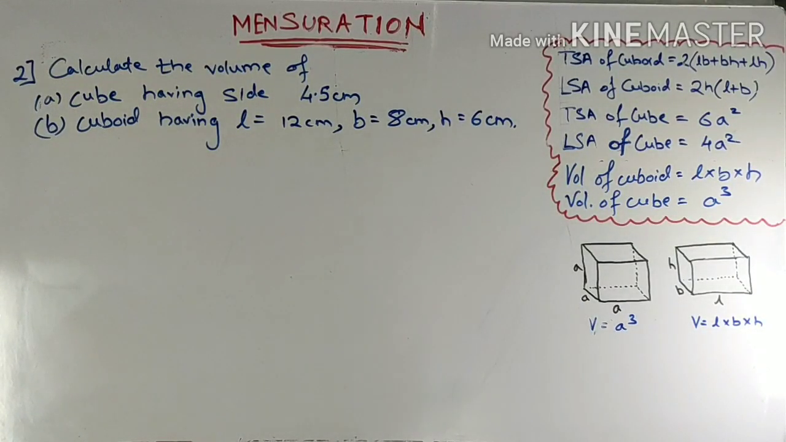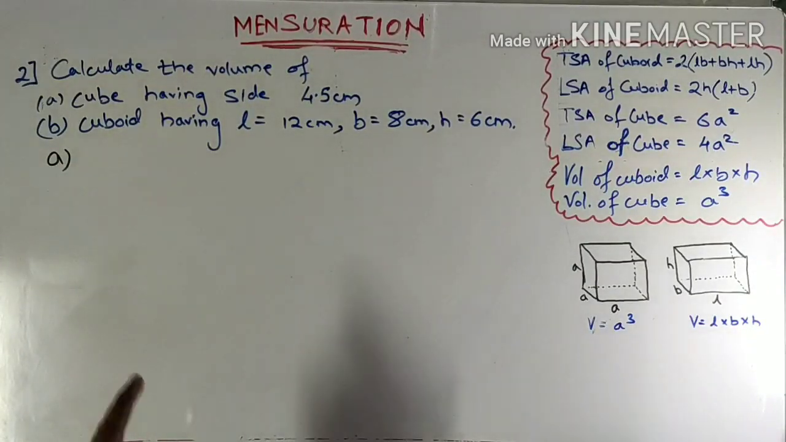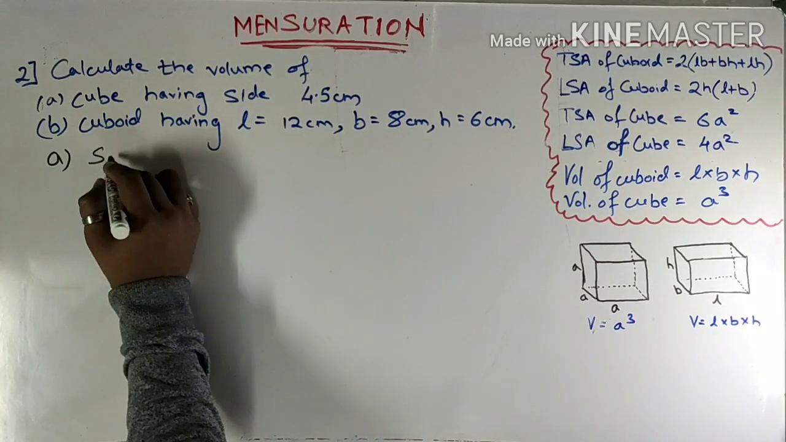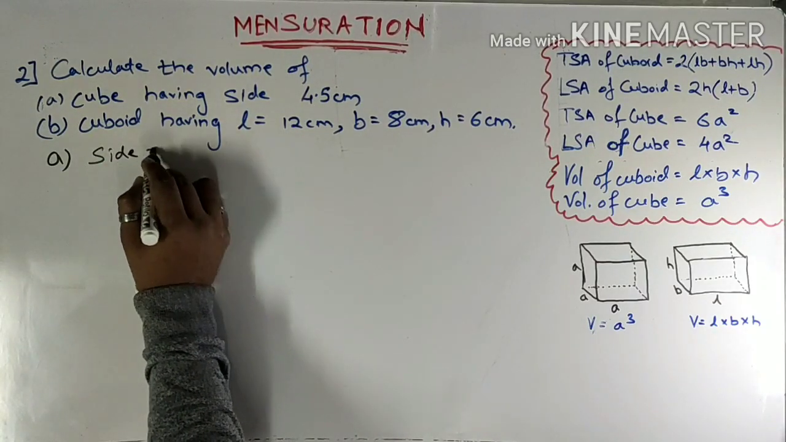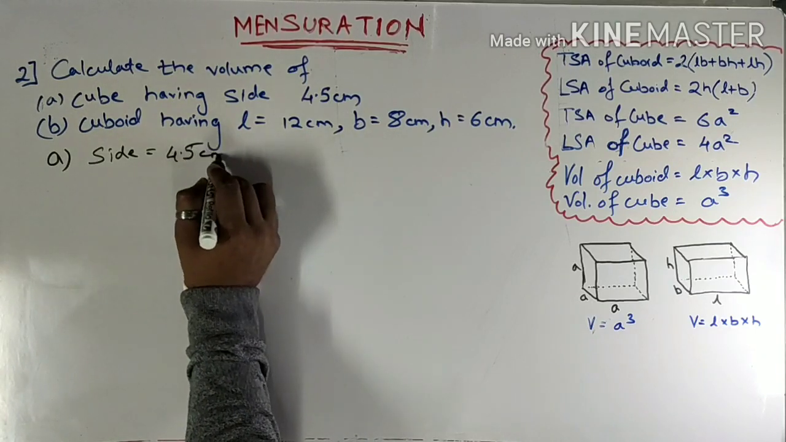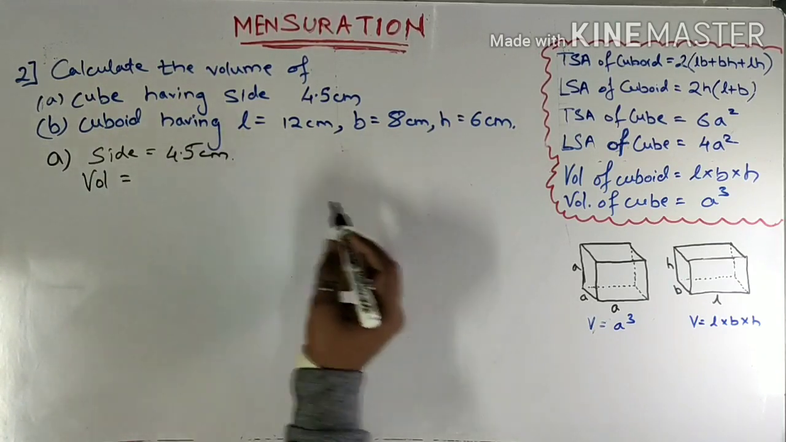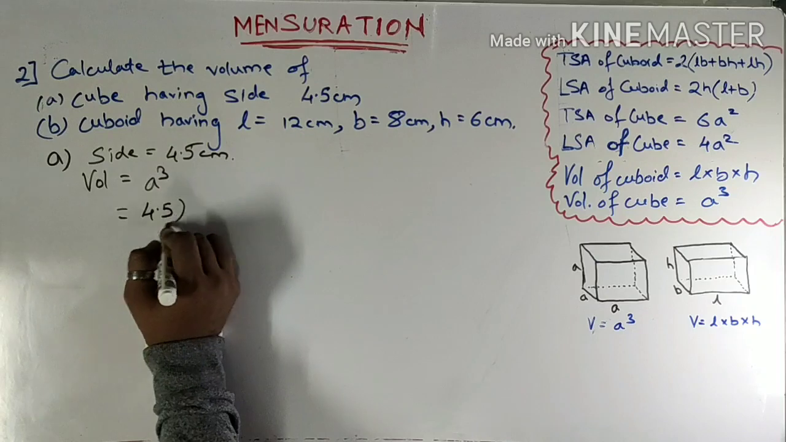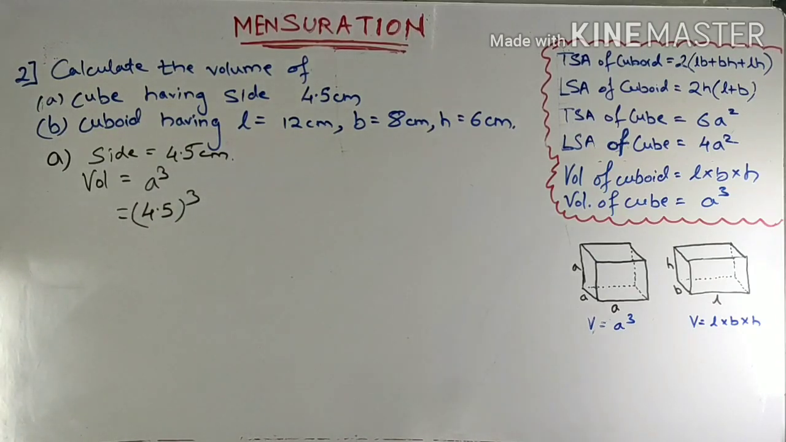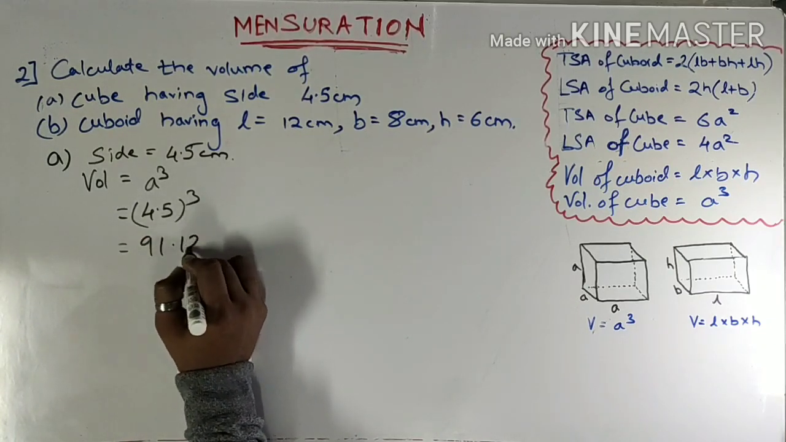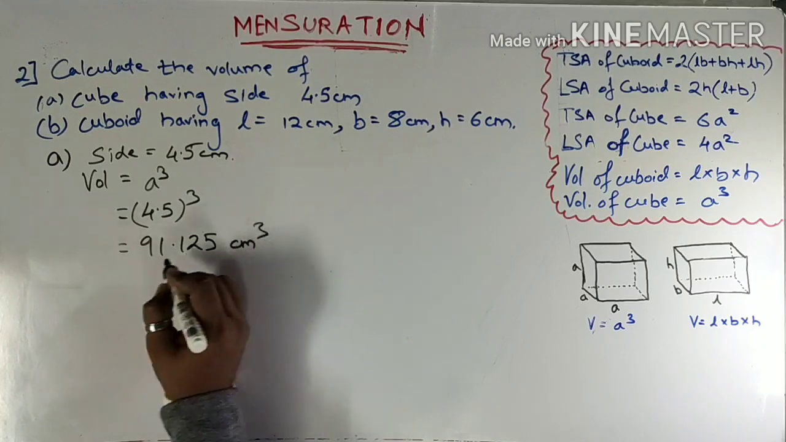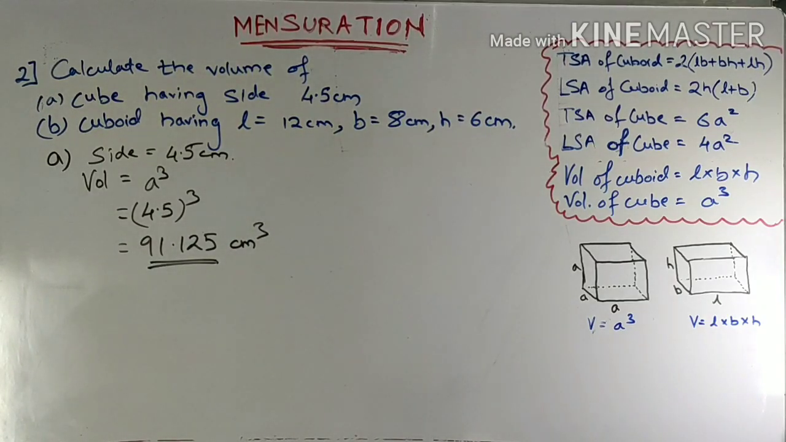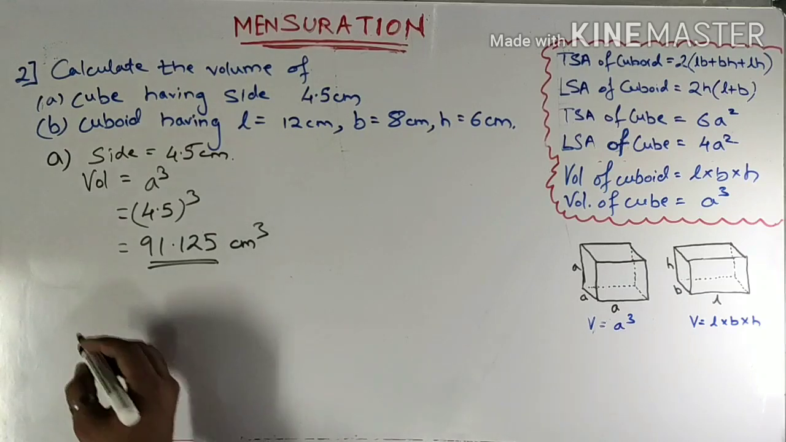Let's begin with the first part. So, cube having side 4.5 centimeters. The volume of the cube is given by a cube, which is nothing but 4.5 the whole cube, equals 91.125 centimeter cube. Okay. Now the second part of the question, that is B.